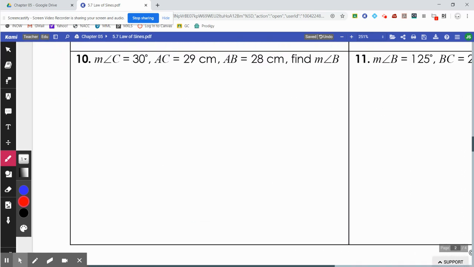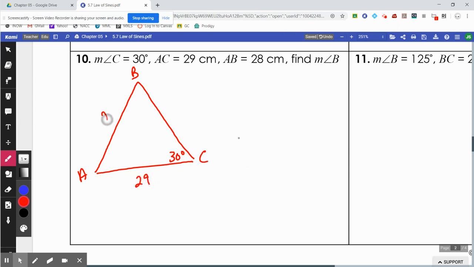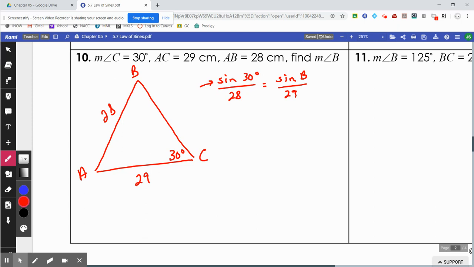Number 10, draw your triangle. A, B, and C, let's label. C is going to be a 30-degree angle. AC is 29, and AB is 28. So we have the sine of 30 over 28 is equal to, we're looking for B here, the sine of B over 29. Now this one you could actually solve without a calculator because the sine of 30 is one of your common angles. That's 1/2.